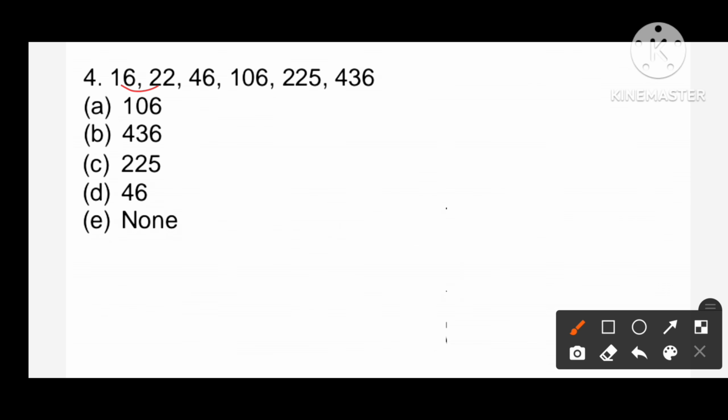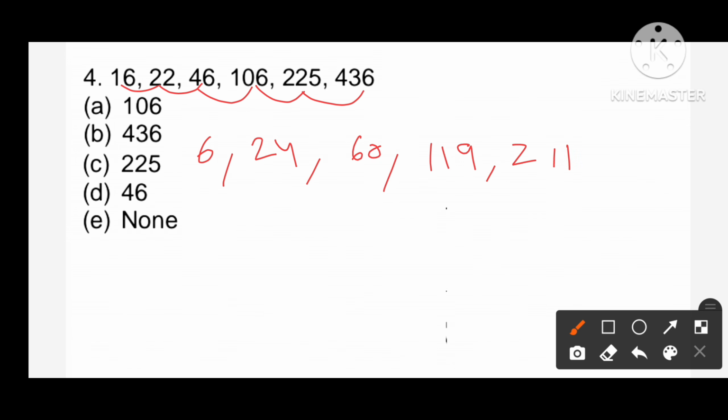Here the difference between these two is 6. Difference between these two is 24. Difference between these two is 60. Okay, here the difference between these two is 91. Okay, the difference between these two is 112.